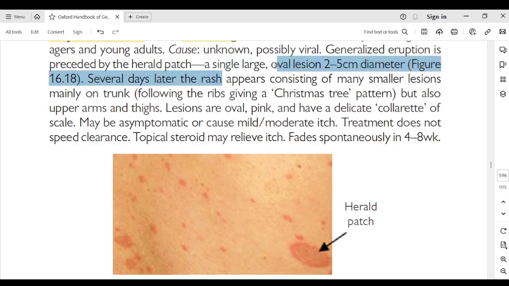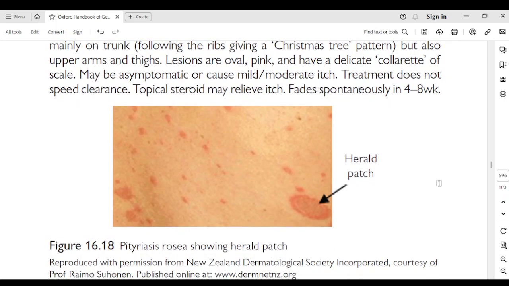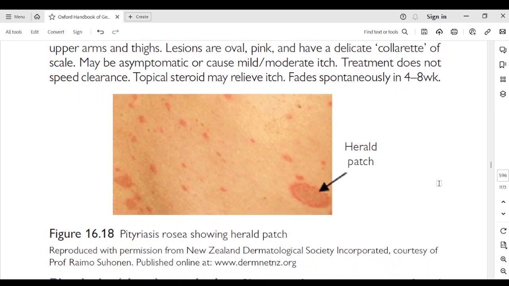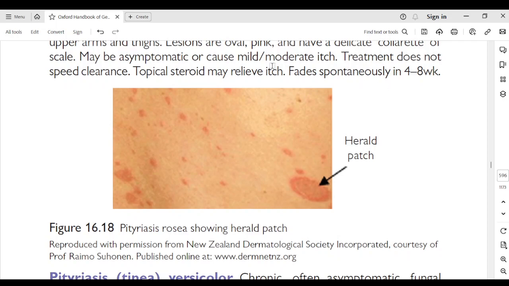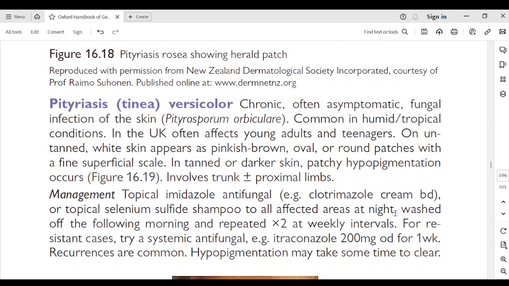A single large oval lesion of 2 to 5 centimeters in diameter. Several days later, a rash appears consisting of many smaller lesions, mainly on the trunk, following the ribs, giving a Christmas tree pattern, but also upper arms and thighs. Lesions are oval and pink, with a delicate collarette of scale, may be asymptomatic or cause mild or moderate itch. Treatment does not speed clearance. Topical steroid may relieve the itch, fades spontaneously in 4 to 8 weeks. No need to treat. If needed, topical steroids will decrease itch.